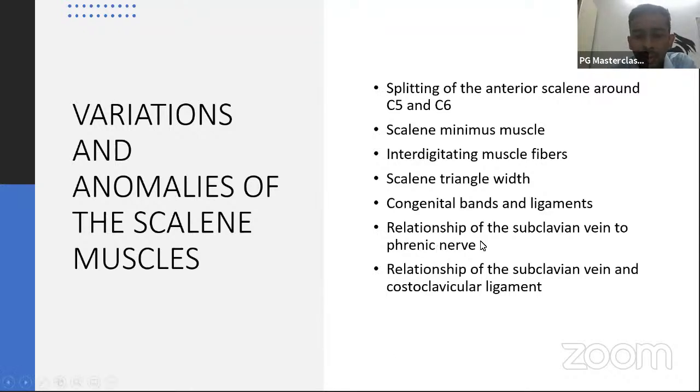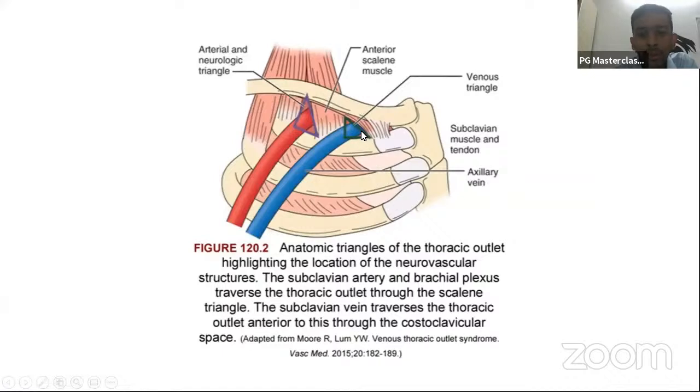The relation of the subclavian vein to the phrenic nerve is also one described: if the phrenic nerve lies a little posterior or lateral to its usually described course, it can cause compressive symptoms on the subclavian vein. This, though, is very rare. And the relationship of the subclavian vein and the costoclavicular ligament, as I have shown here: if the vein is too medial in relation, it can get compressed between the subclavius muscle and the costoclavicular ligament, between the first rib and the clavicle.